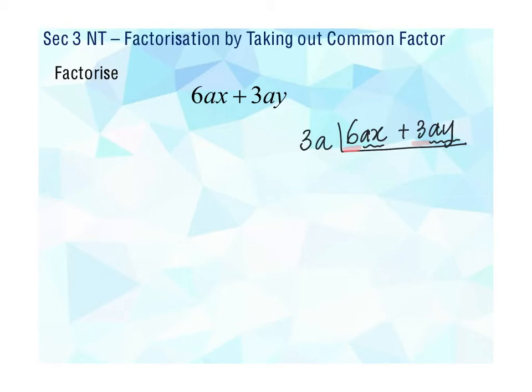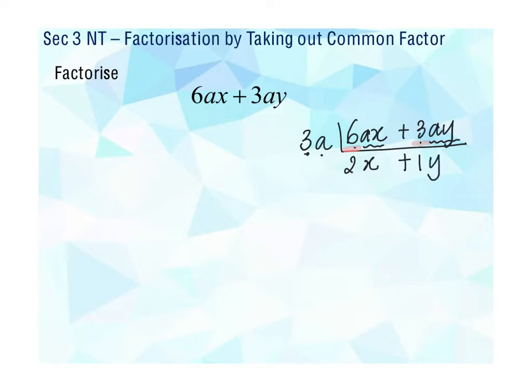So after we identify the common factor, we need to take 6 divided by 3 gives you 2. Ax divided by a will give you x, plus 3 divided by 3 will give you 1. Ay divided by a will give you y.